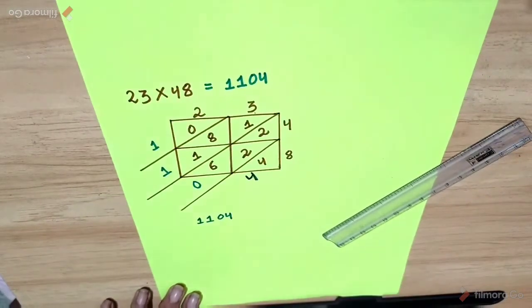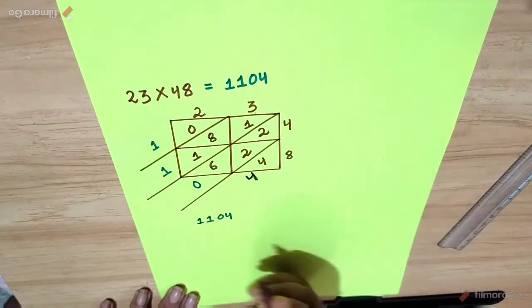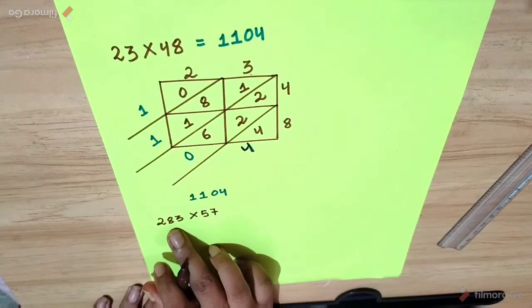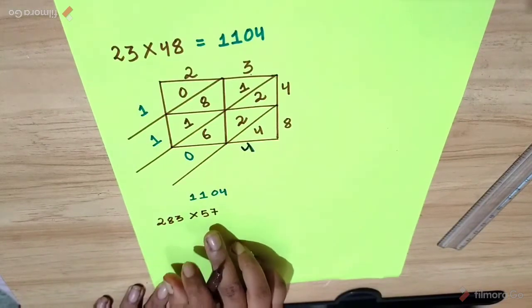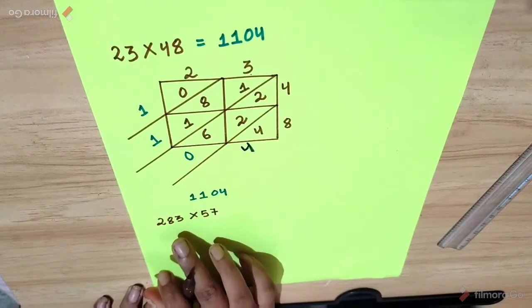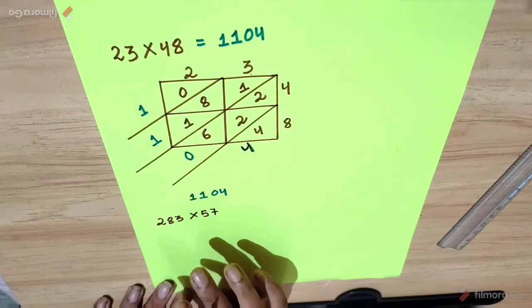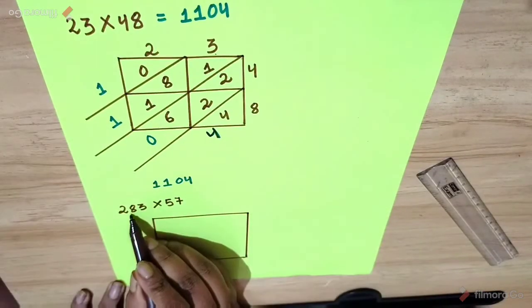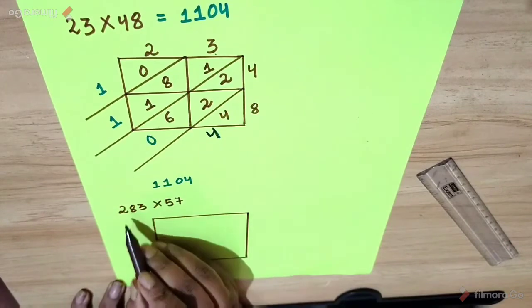Let us take one more example. If it is asked to multiply a 3-digit number by a 2-digit number, if it is given to multiply 283 by 57, how we'll do it? By using the same method. First of all, we'll make a rectangular box. Here your first number is 283.